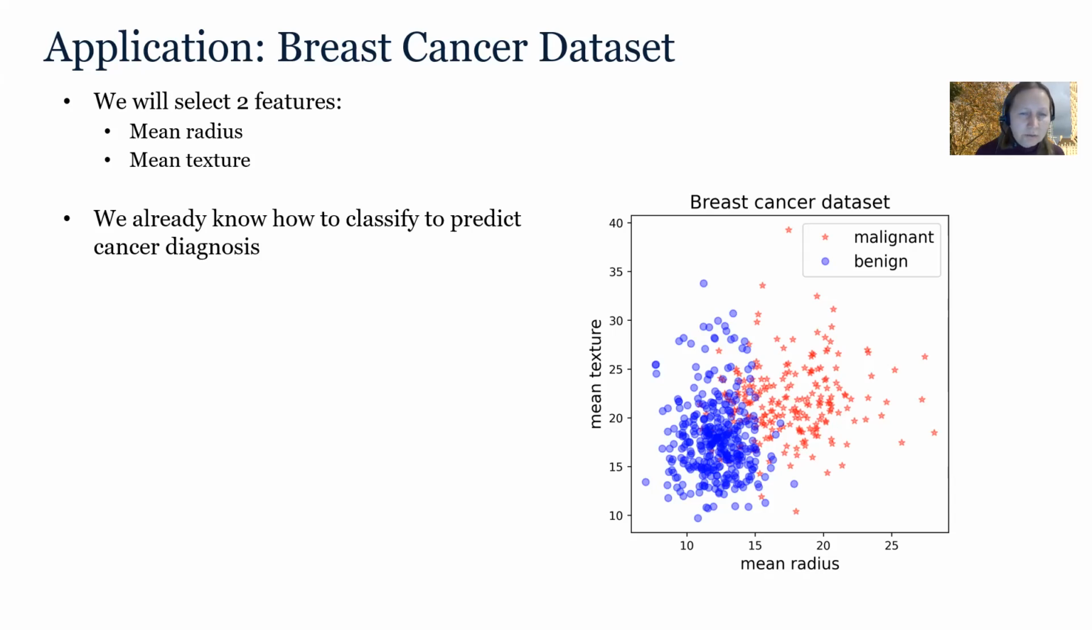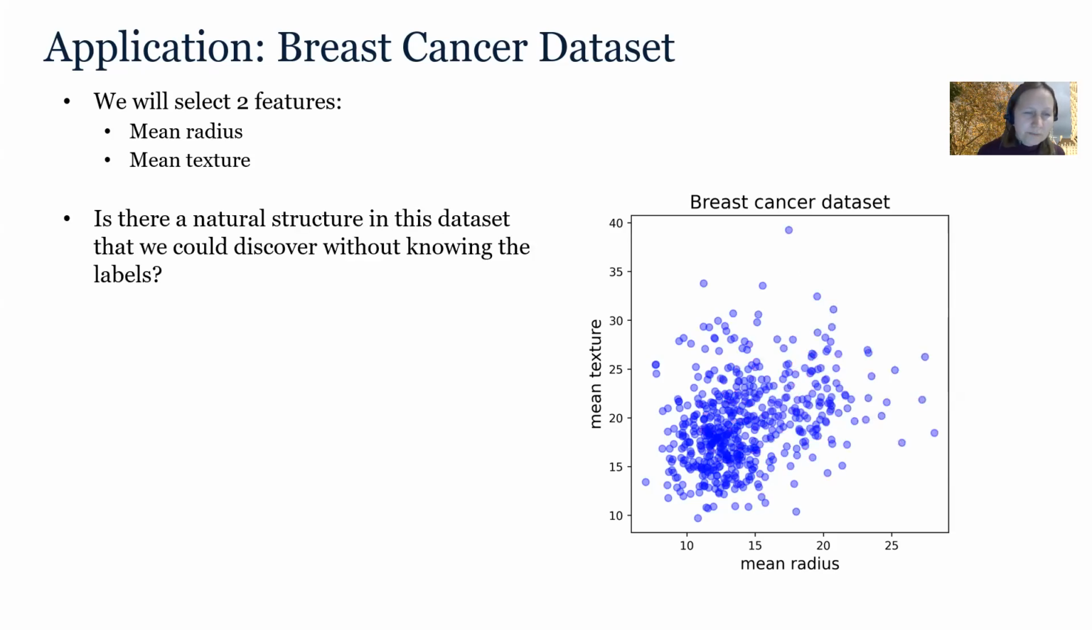And we already know how to classify, to predict cancer diagnosis, using the labels that are given in this dataset. But today we want to look at something else. We want to know whether there is natural structure in this dataset that we could discover without knowing the labels. What do we mean? Is there something about healthy and cancerous cells that makes them fall into natural clusters within this dataset, so that we could actually recognize them even without knowing what diagnosis the patient had?